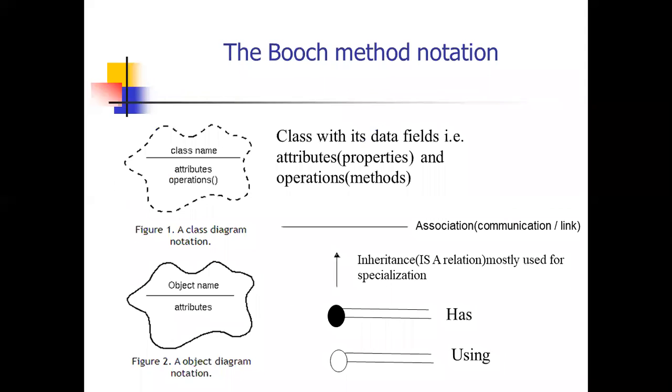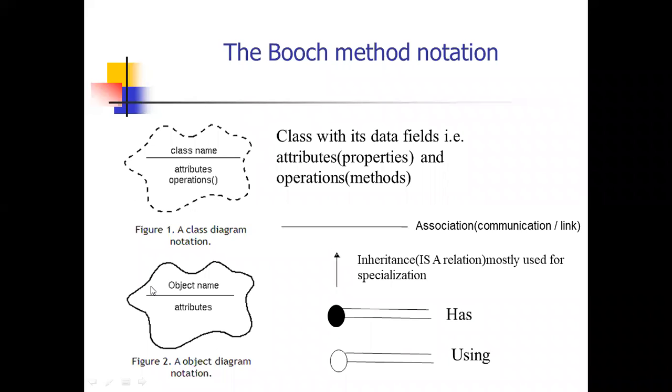Here you can see the notation for the class diagram. See the class name and how we can define it here: the class name, the attributes, and the operations. So here is the class with its data fields, that is the attributes or properties, and the operations, meaning methods. This is the notation for a class diagram.